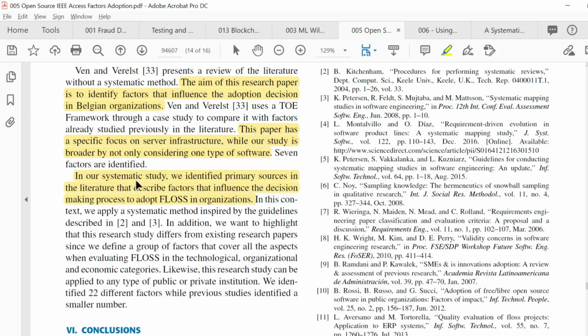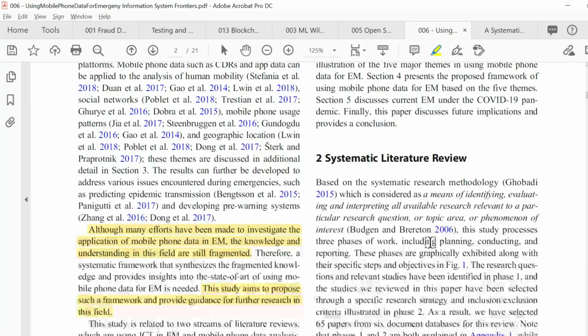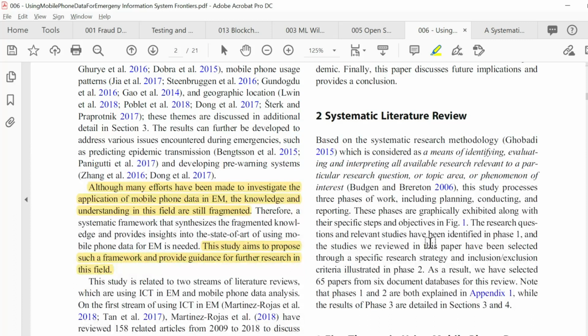Finally, in our systematic study, we identified primary sources in the literature that describe factors that influence the decision-making process to adopt OSS in organizations. So they also kind of conclude with a sentence giving the justification. So what you can see is almost all papers will firstly summarize what other researchers have done, and then they will provide a justification of why their study needs to be done.